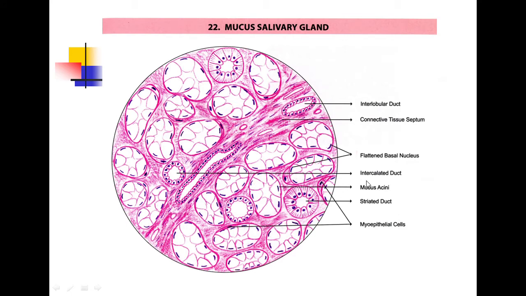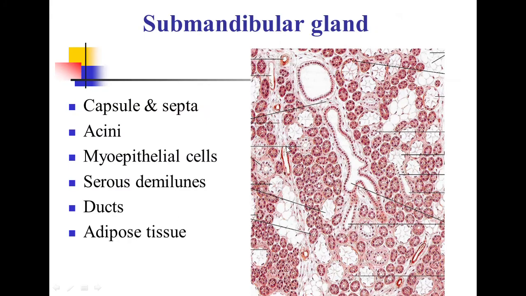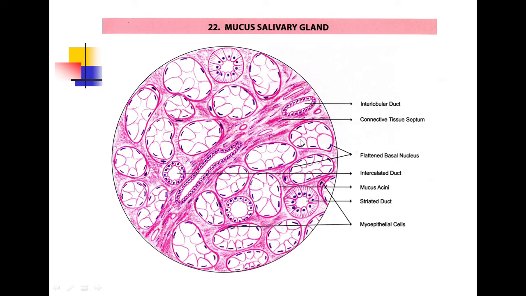Now this is the schematic diagram of mucous salivary gland. So here you can see the connective tissue septum, and in the connective tissue septum this is the interlobular duct, and within the lobule you can see the mucous acini. So these are all mucous acini. The flattened nuclei peripherally situated, the cells are columnar and these cells are very lightly stained.